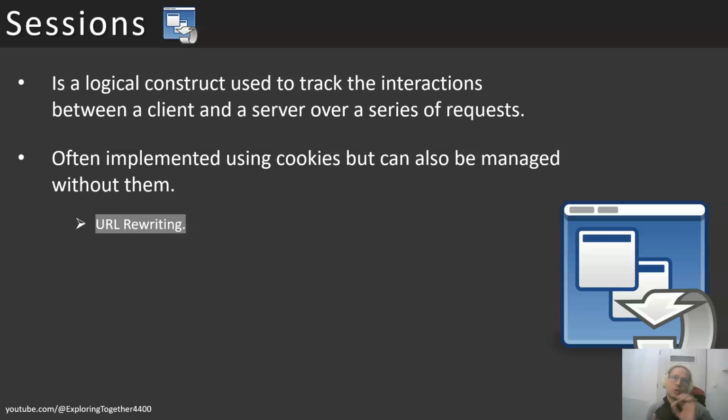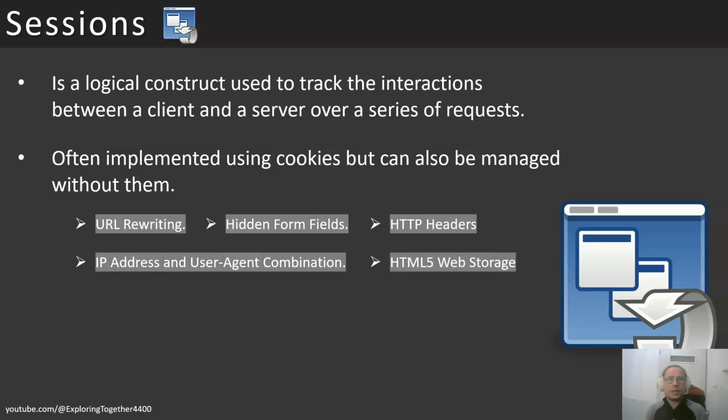URL rewriting is when you write the URL and then send with it a parameter, for example session underscore ID. Then you send the session ID back to the server using a hidden form field inside your website, or using an HTTP header to set a specific field related to the session ID, or using the IP address together with the browser or agent as a combination. Like we get the IP address plus which browser, and then we send both of them back to the server. HTML5 as well.